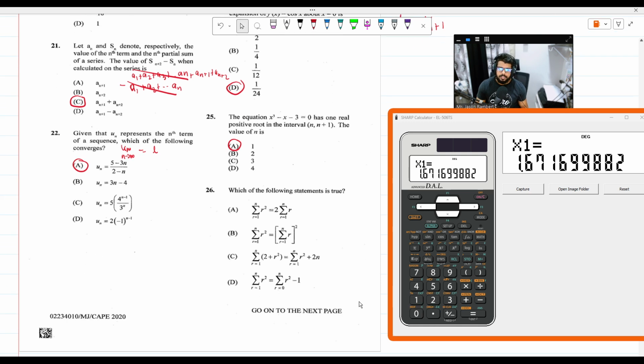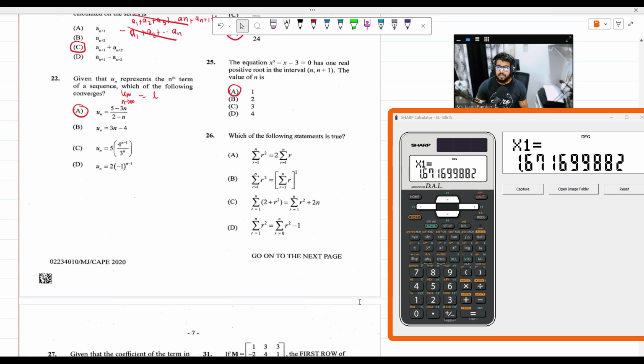Which of the following statements are true? You realize I'm kind of mixing up the repeats for this one here. By the method of process of elimination, A cannot be correct, B cannot be correct. C has to be correct because when I split up the summation, I'll get the summation of 2 as r goes from 1 to n. That's going to give me 2n. And I'm going to get the summation of r squared as r goes from 1 to n.